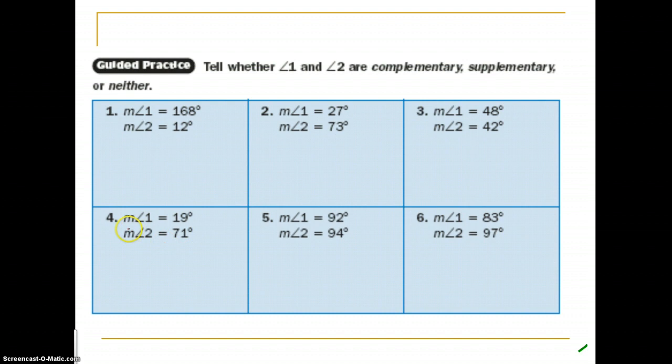Please pause the video and try 1 through 6. Tell whether they are complementary, supplementary, or neither. Remember, if you add them together and they equal 90 degrees, they're complementary. If they equal 180 degrees, supplementary. Neither would be anything else.